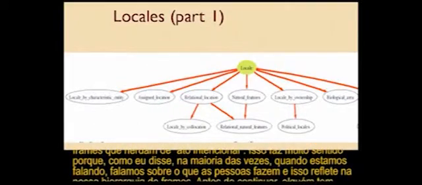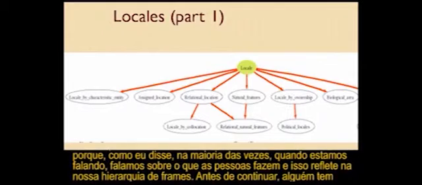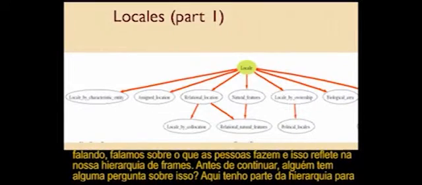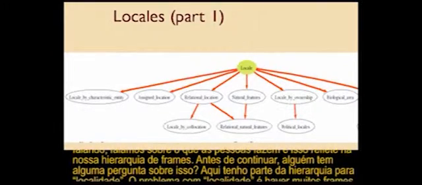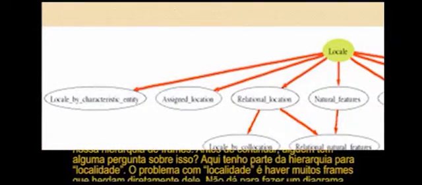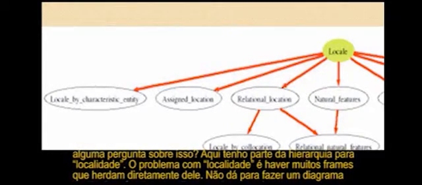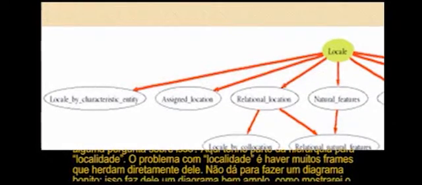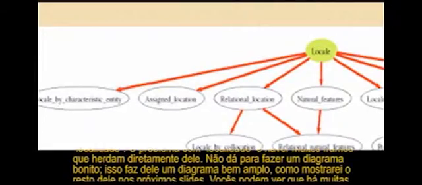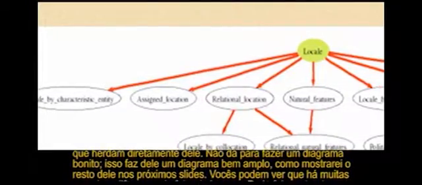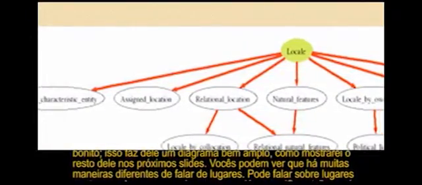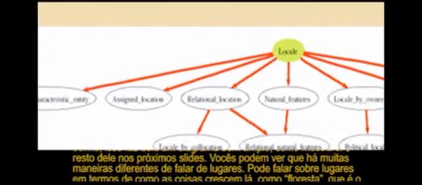Here I have part of the hierarchy for locale. The trouble with locale is that there are many frames that inherit directly from it, so it doesn't make a pretty diagram. It makes a very wide diagram, which is why I'm going to give the rest of it in the next slide. But here you can see that there are a lot of different ways of talking about places. You can talk about places by what kinds of stuff grow there. So forest, that's called biological area. So forest, swamp, grassland.